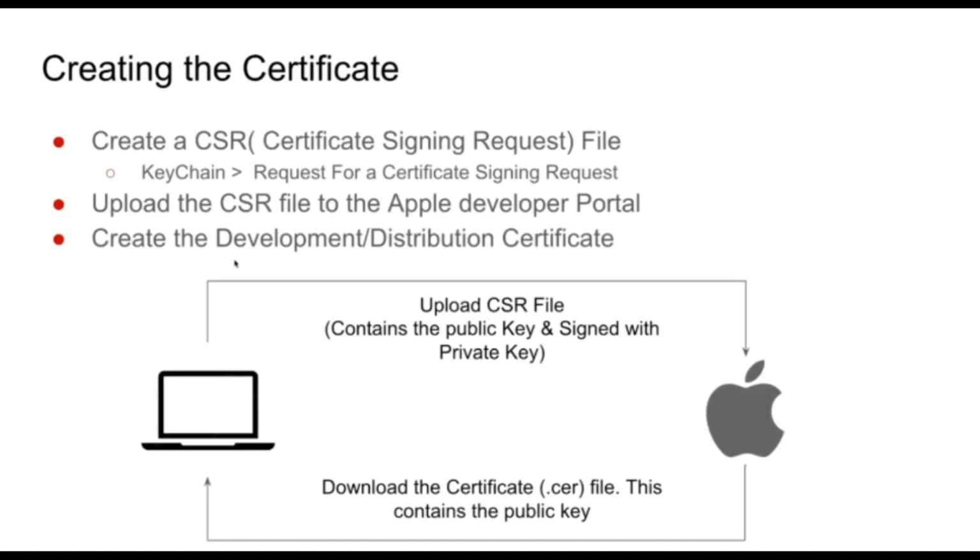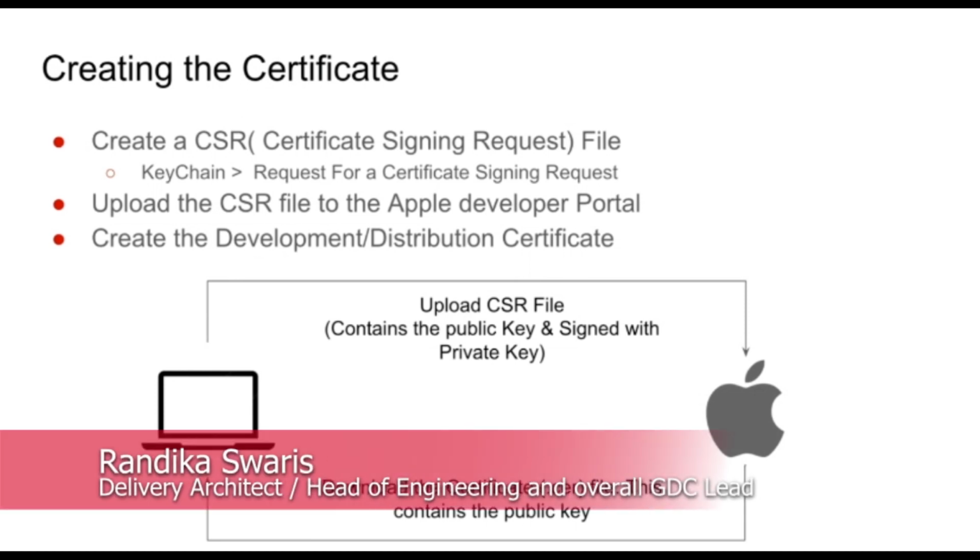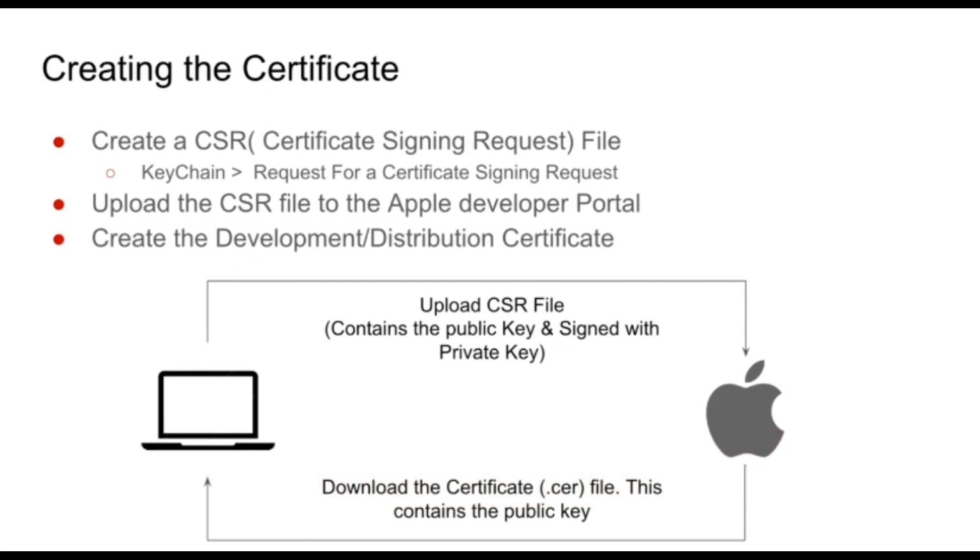So in this step, what I'll try to show is how to create a certificate. The certificate creation process has a few steps. The first step is you need to create a file called the CSR file. CSR stands for certificate signing request, which you have to create on your machine. Say your lead wants to create a certificate, he will create a CSR file from his machine, and then he'll take that CSR file and upload it to the Apple developer portal. Now you have the CSR, you upload it to the Apple developer portal, and the portal will give you the certificate. So those three steps are what are involved in creating a certificate.